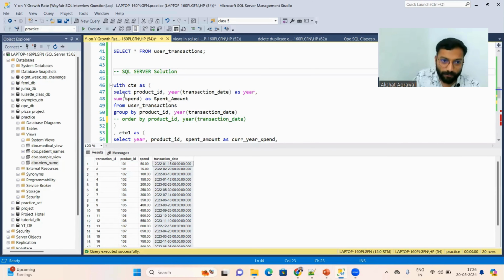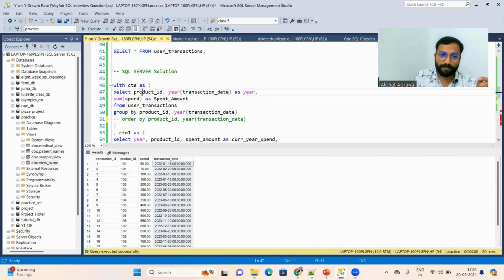The first thing I'm doing here is getting the product ID and the transaction year. We have the transaction date, so I'm getting the transaction year and the total amount spent on that product in that year. For example, there is a product A which is sold in 2021, 2022, and 2023. So we are getting the total amount of sales for that product in each year, correct?